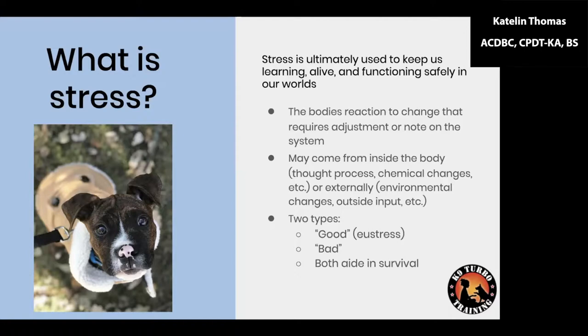Those things might come from inside the body, so something like a thought process, maybe a chemical change inside the body, or externally, so something environmental happens. An example would be a dog sees a person come up and it elicits a little bit of stress. That's what's considered outside input from the outside world.